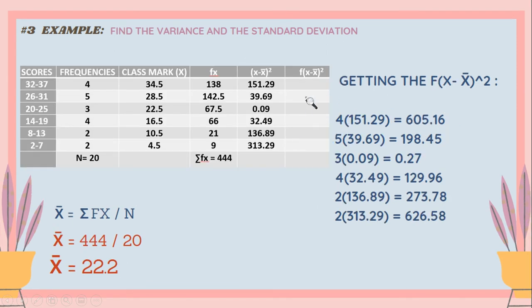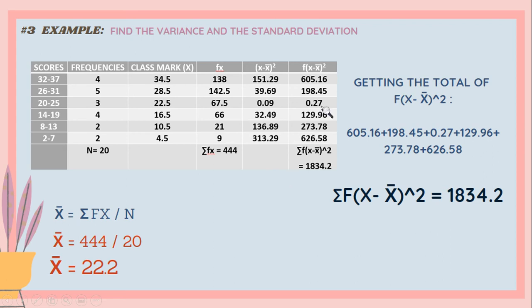And then after finding the answer for this column, we are now going to find the f times x minus mean squared. So multiply the frequencies and the x minus mean squared. So 4 times 151.29 is equal to 605.16. And then 5 times 39.69 is equal to 198.45. Then 3 times 0.09 is equal to 0.27, and then so on.